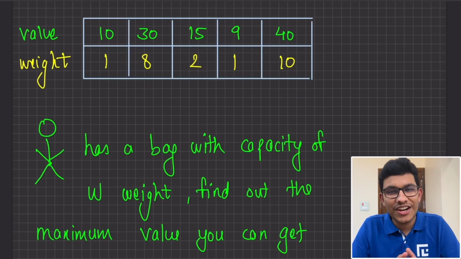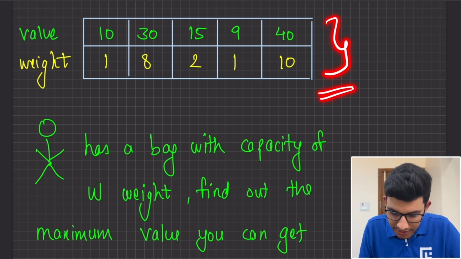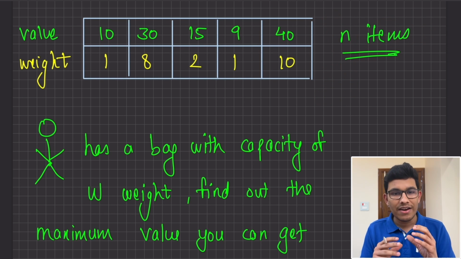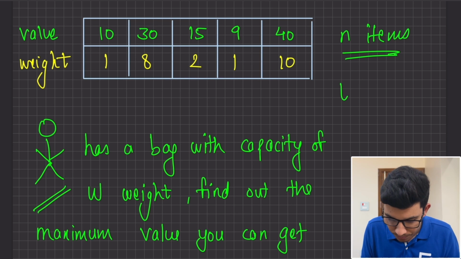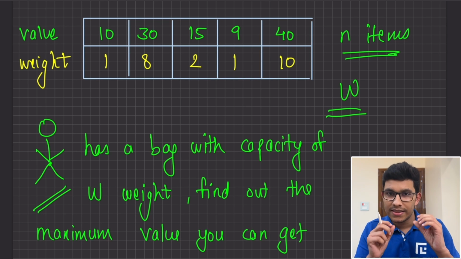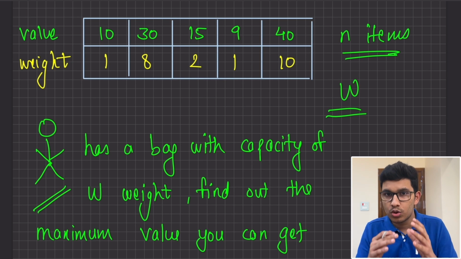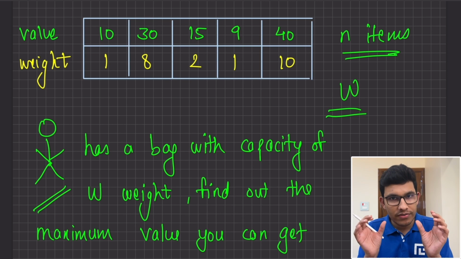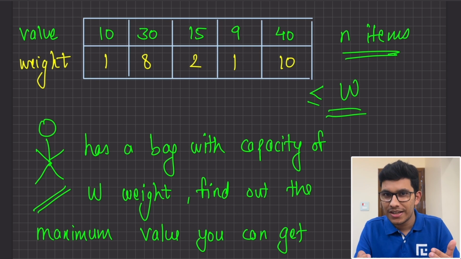Okay, so let's try to see what type of problem we are looking at in this video. Let's suppose I give you the structure: there are n items, and you have a bag with a capacity W. This bigger W is the capacity of your total bag, and there are n items from which you can choose certain items. You want to choose those items such that the overall weight comes out to be less than or equal to W and your overall value is maximized.